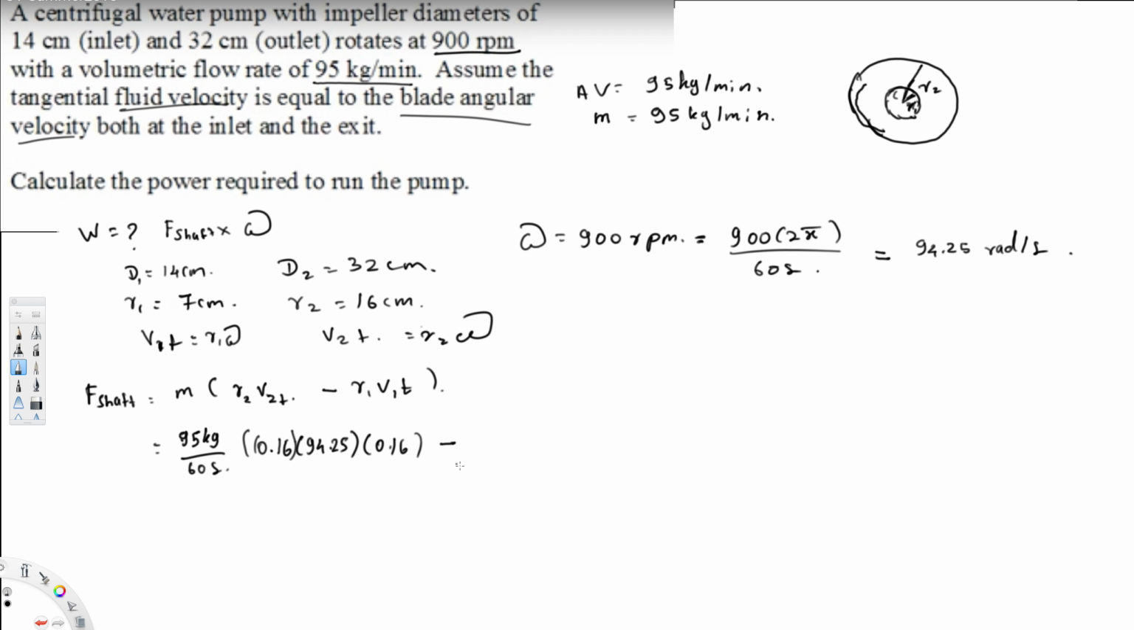Minus R1. R1 is 0.07 meter times V1t, which is R1 omega. So let's put omega first: 94.25 multiplied by 0.07, right? And if we calculate this value, this one comes out to be 3.09 Newton meter. So this is the torque of the shaft, T shaft.